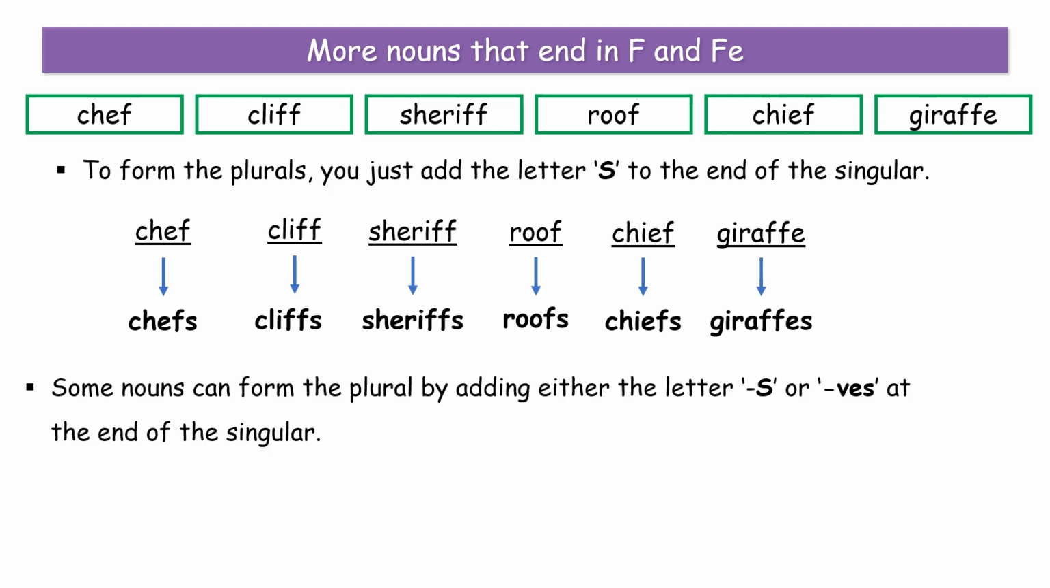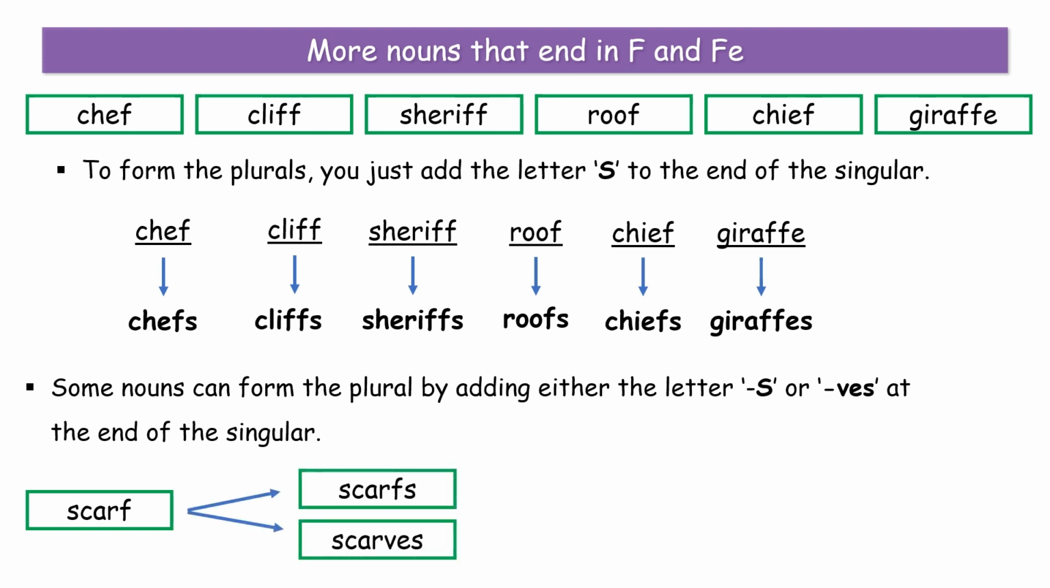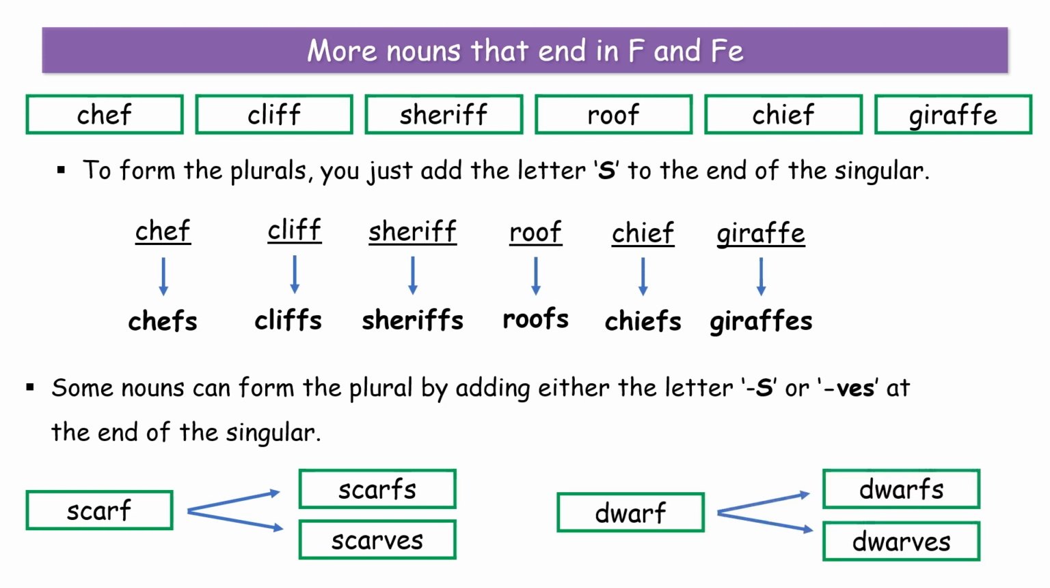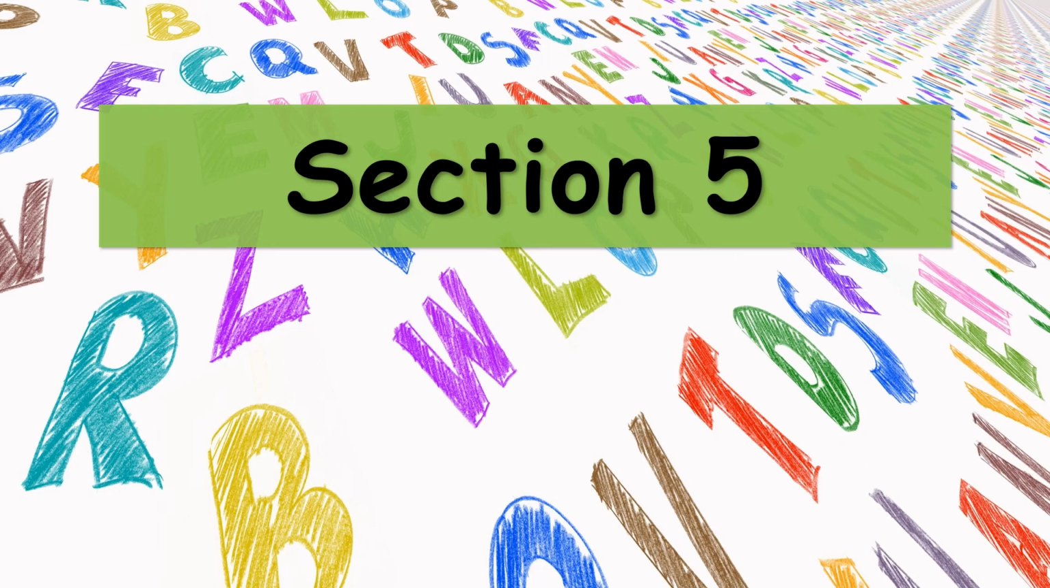While some nouns can form plurals by adding either the letter S or VES to form the plural. Examples include scarf, which becomes scarfs or scarves. Both the plural forms are considered correct. The same with dwarf. Both forms of the plural are correct.